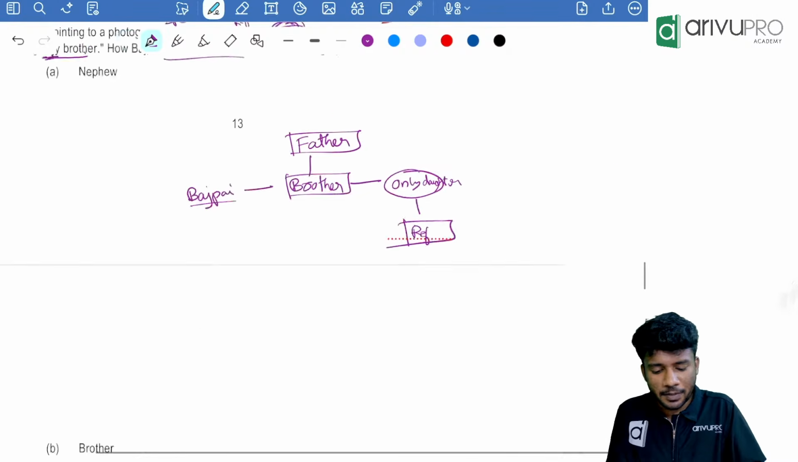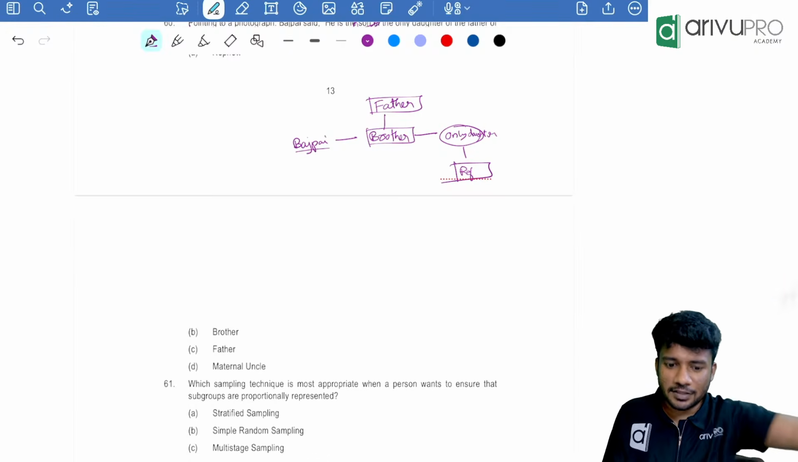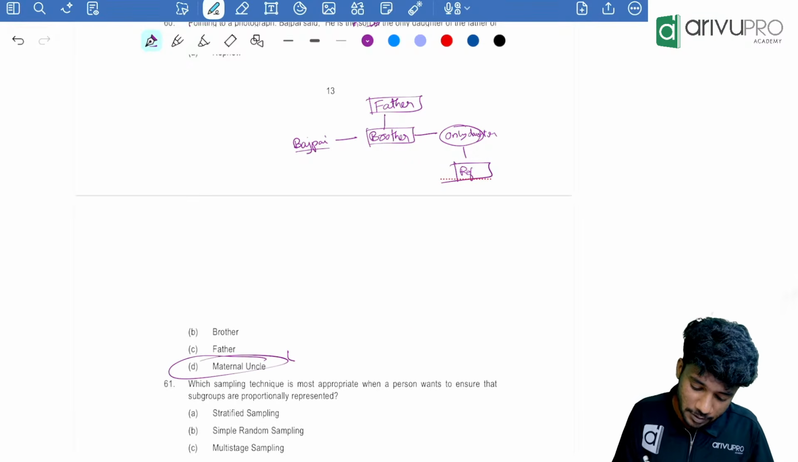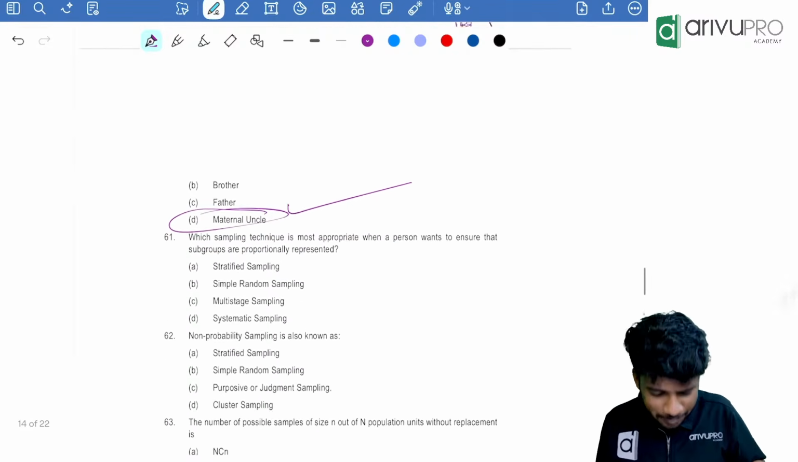Bajpai is the maternal uncle. The reference person is having a mother. That mother is having two siblings, Bajpai and his brother. So the only possible answer is what? Option D. Maternal uncle. Got the point? I hope that you understood.